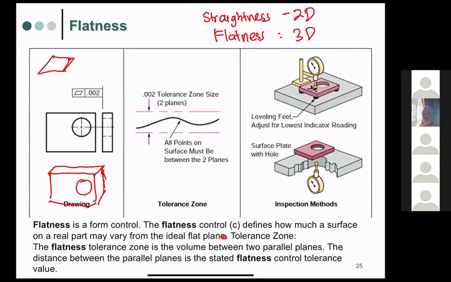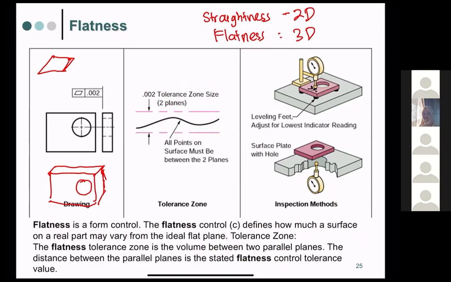The flatness control defines how much the surface on the real part may vary from the ideal flat plane. And then the flatness tolerance zone is actually the volume between two parallel planes. So we imagine that there are two parallel planes, and the distance between them would be around 0.02. The flatness is the maximum distance between the two imaginary planes.